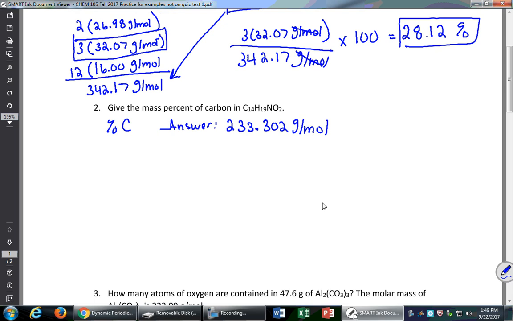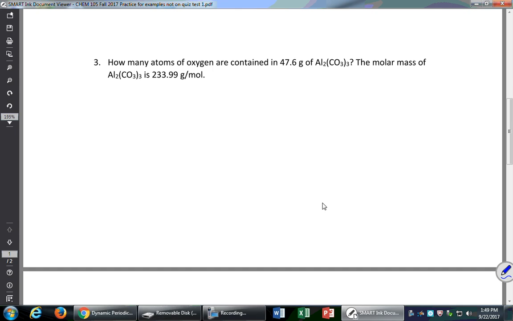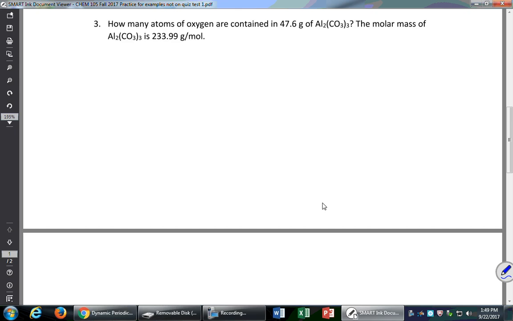So I have 2 more examples. In 3, I want to know how many atoms of oxygen are contained in a certain amount of grams of a sample of Al2(CO3)3. So I have my formula. I know how much I have of my pure sample, and I have my molar mass. So the question is, how many atoms of oxygen?